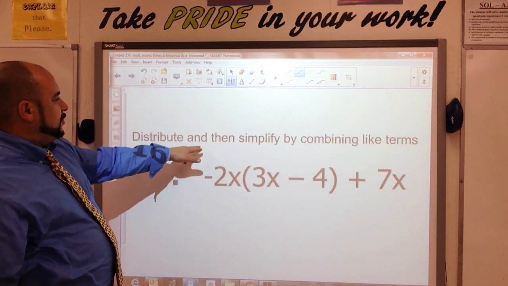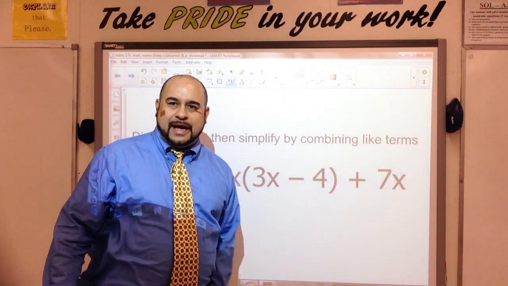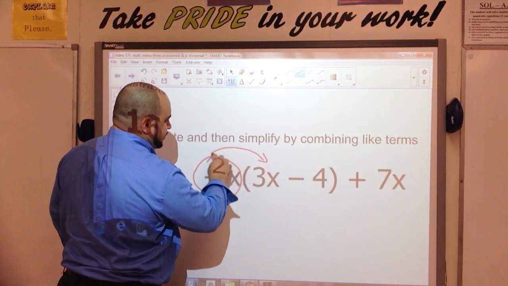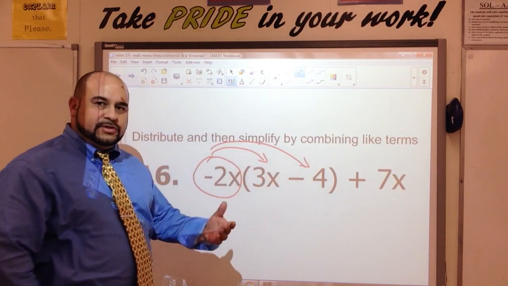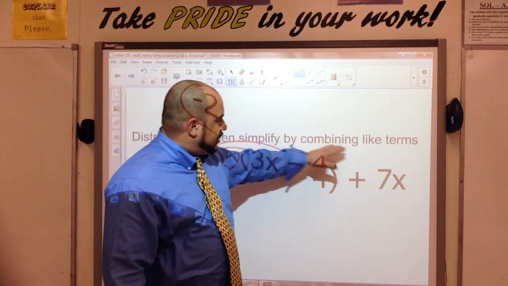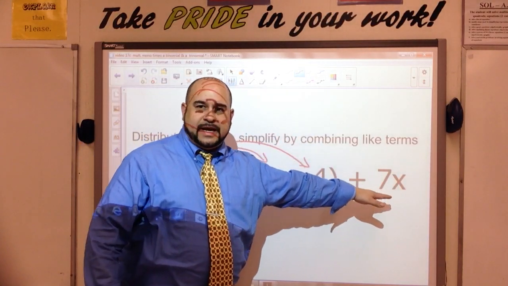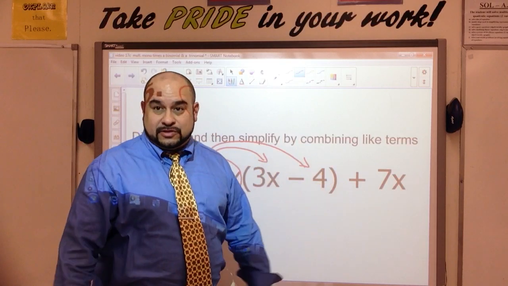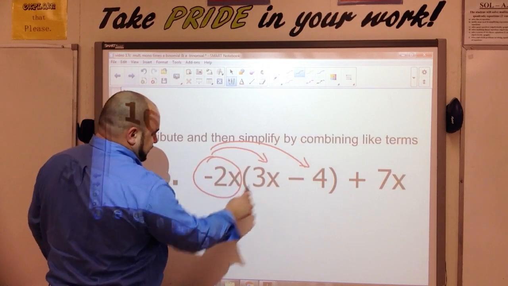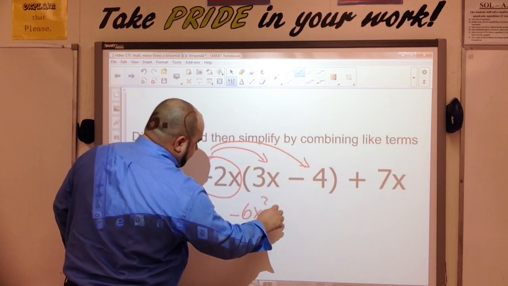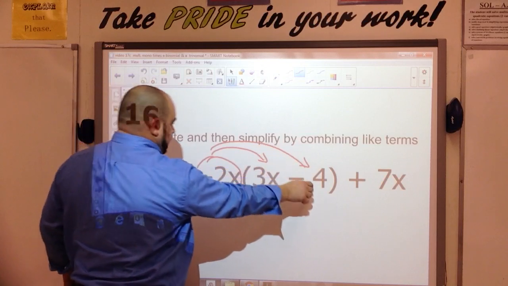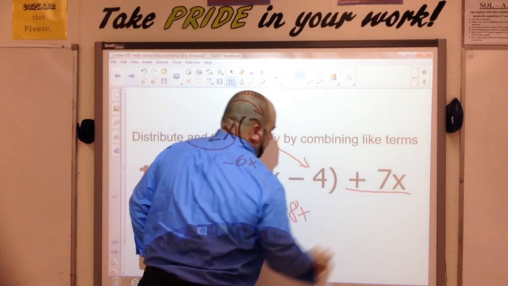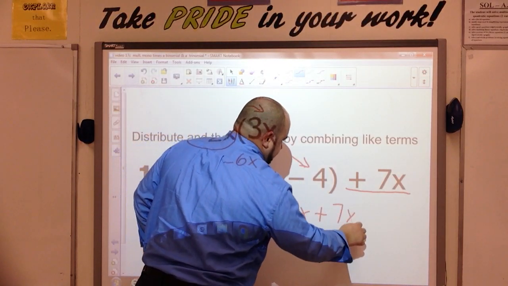Now we're going to distribute and then simplify by combining like terms. So let's distribute negative 2x times 3x times negative 4. Do not be deceived into drawing another arrow to distribute to this 7x. That 7x is outside the parentheses, so you don't have to distribute to it. Negative 2x times 3x is negative 6x squared. Negative 2x times negative 4 is positive 8x. We didn't do anything with that 7x, so I'm going to bring it down.